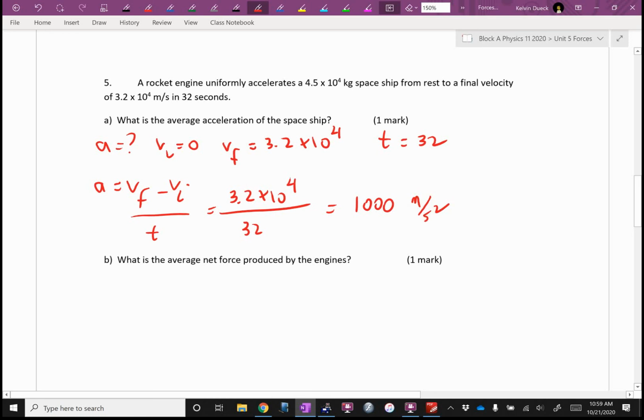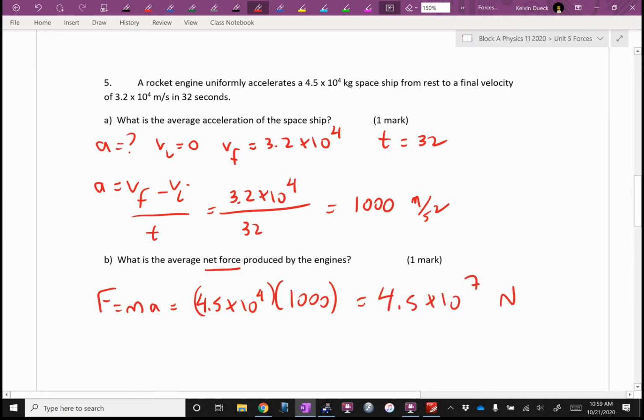Okay, 1 mark. What's the average net force? Oh, they said net force. I can go straight to F equals MA. So it's going to be 4.5 times 10 to the 4th times 1,000, which is going to be 4.5 times 10 to the 7th newtons, or a 4, a 5, and 6 zeros after the 5. Pretty sure. Let me know if I'm wrong, because I did that one in my head. Right. Okay.